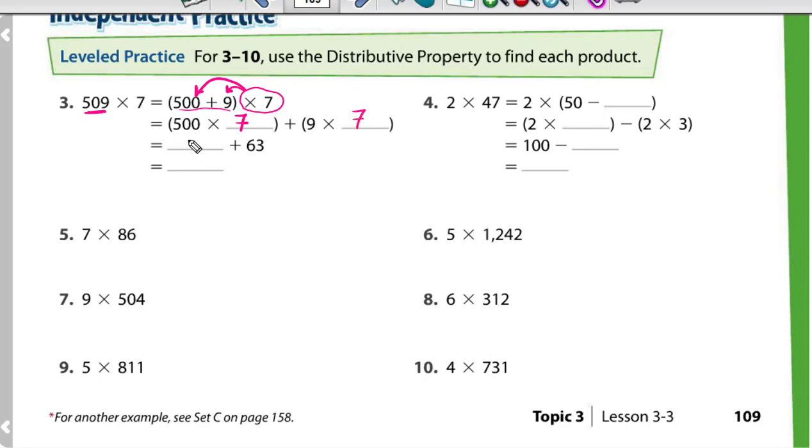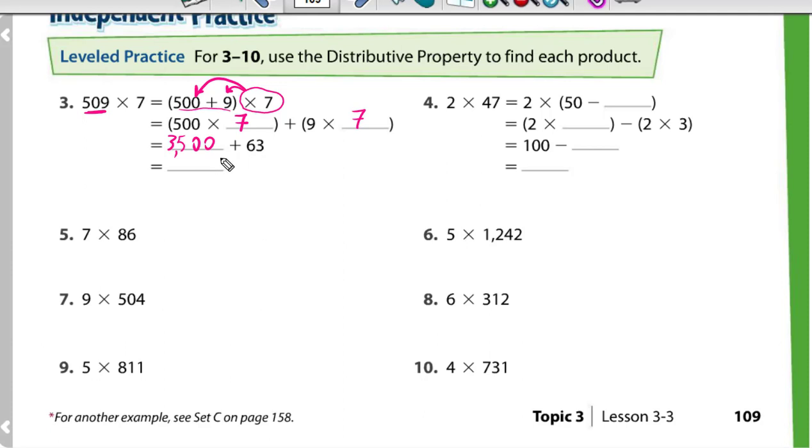Okay. Good. Now 500 times 7 is? 5 times 7 first. 7 multiplied by 5 equals 35. And how many zeros? 2. Good. And 9 times 7 is 63. It's written. Now add them.